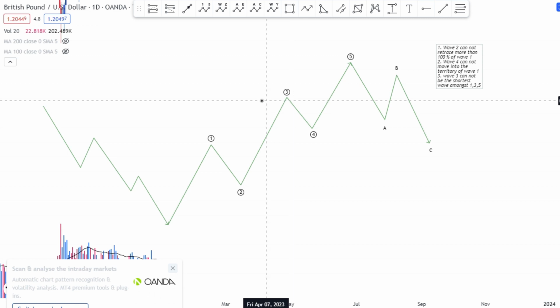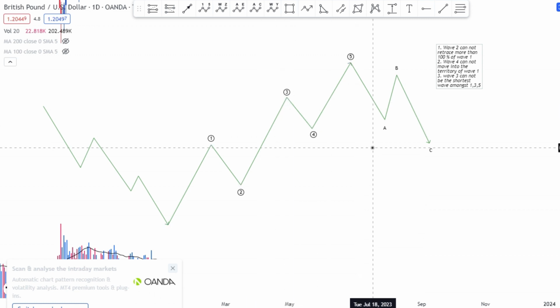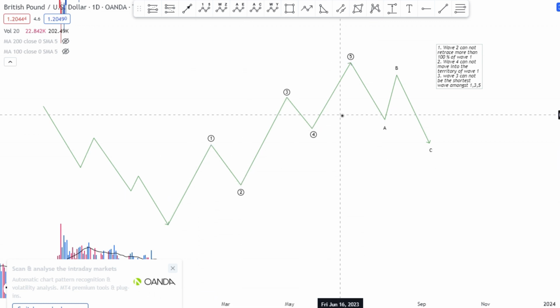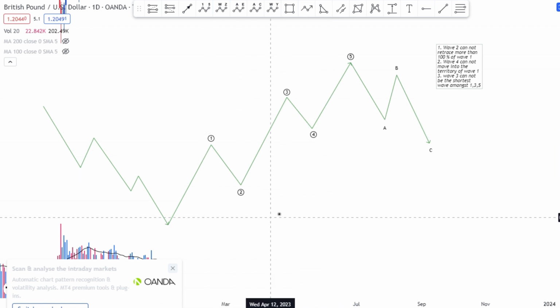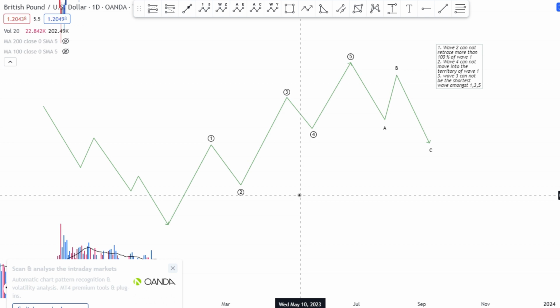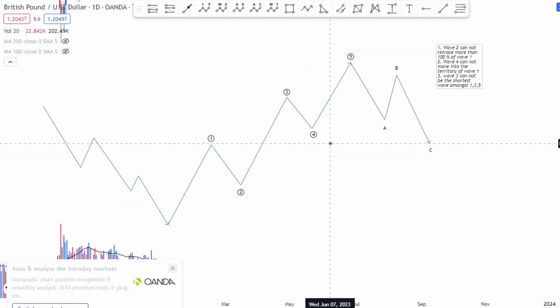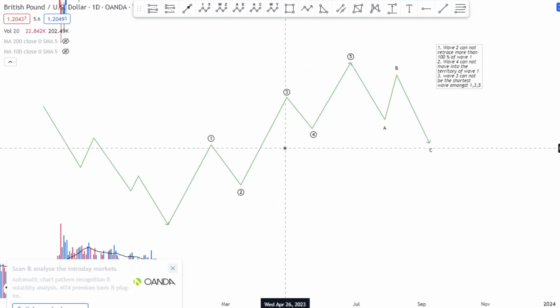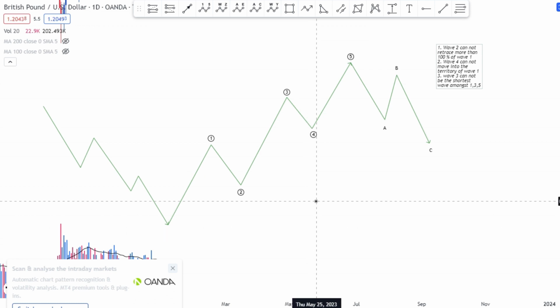Again, the checklist, which is very important, you should always know the checklist. Waves 1, 3 and 5 are trending waves. You must make sure wave 2 can retrace up to 99% but not 100%. Wave 4 should not go into the price areas of wave 2, or wave 1, if you like to say it.